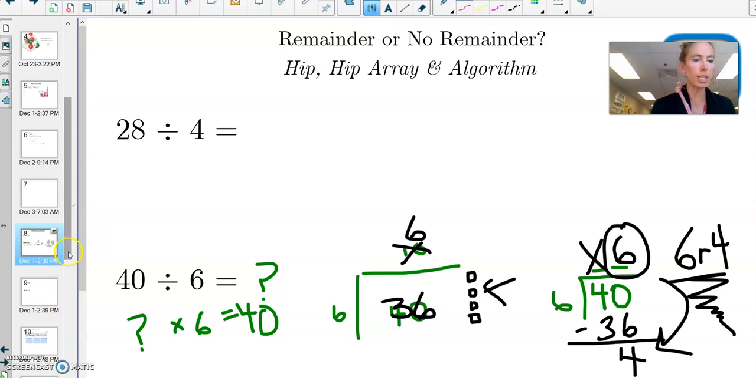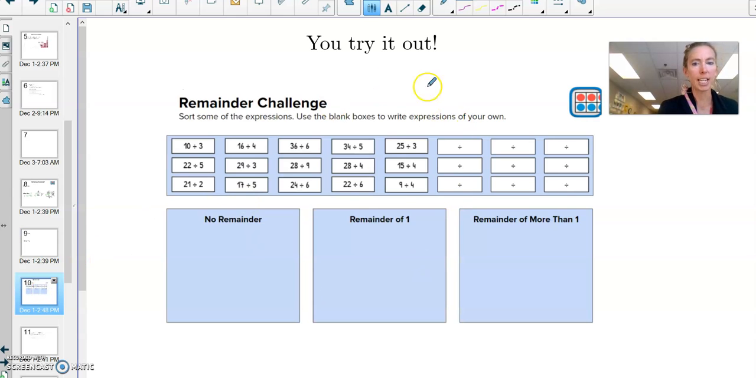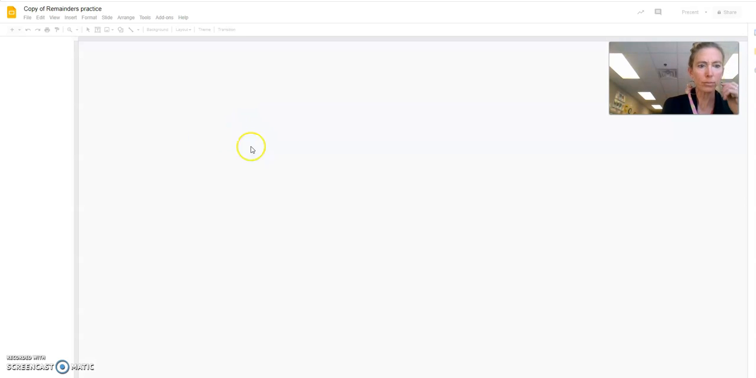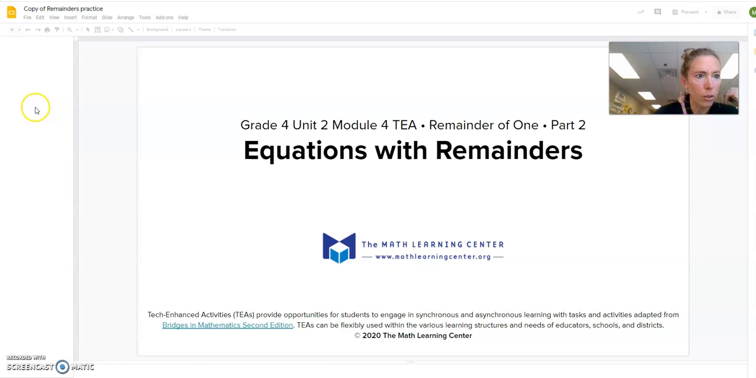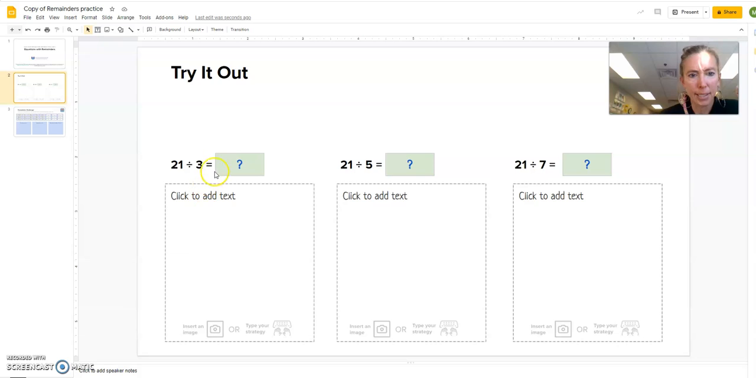So for you guys right now, you're going to go ahead and practice this. I have 2 more you could practice with together. And then there is a Google slide where you're trying out various problems. And let's take a look at it. I'm going to make a copy here. And we have the first one, which has 3 problems for you to go forth and try out. Yes, we have 21 divided by 3, divided by 5, divided by 7.